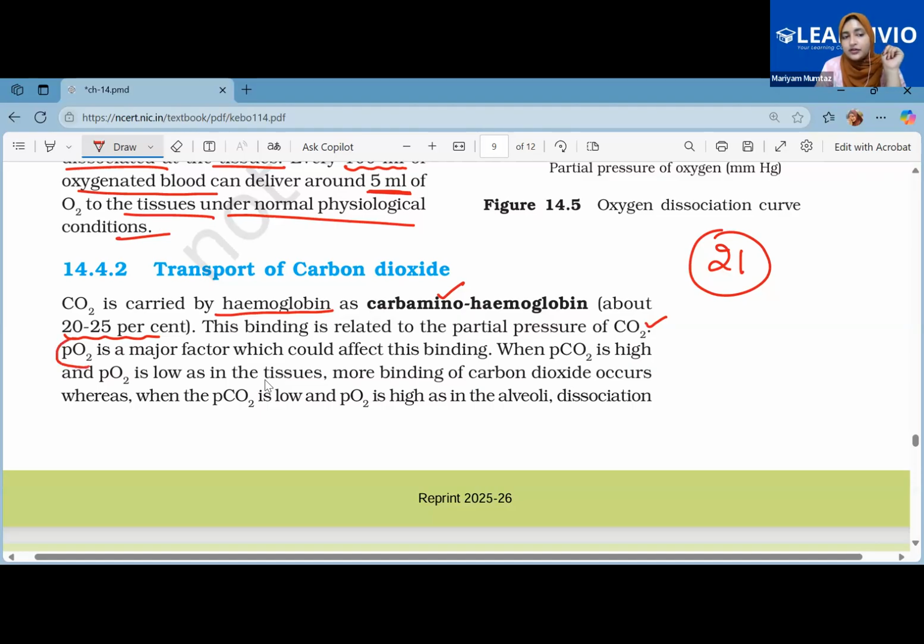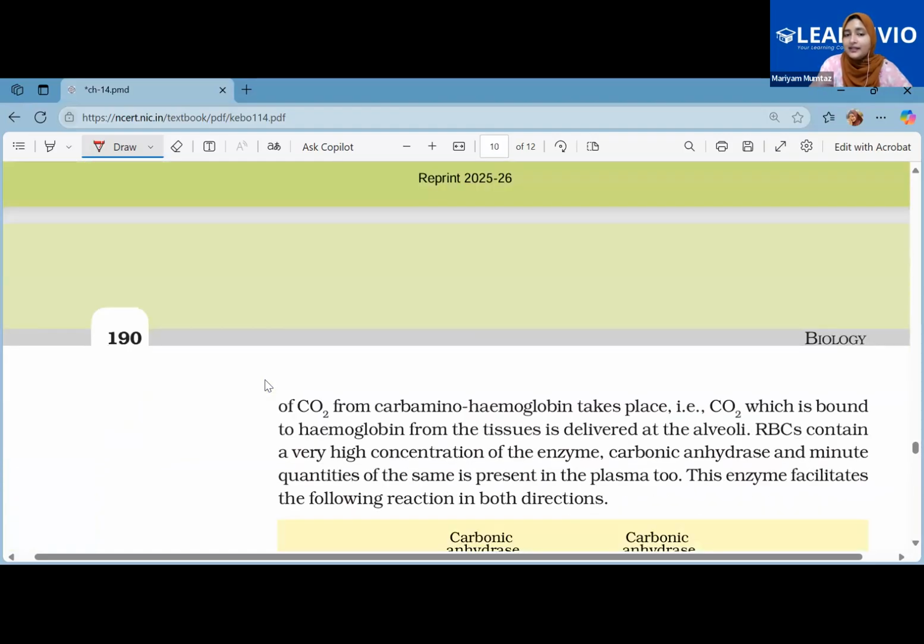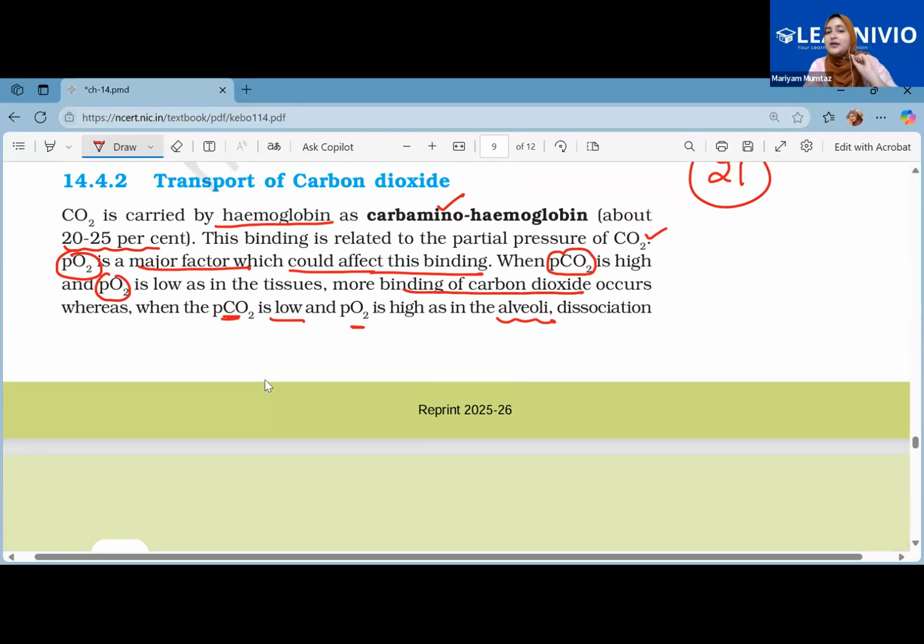PO2, the partial pressure of oxygen, is a major factor which could affect the binding of hemoglobin with CO2. Whenever the partial pressure of CO2 is high and the partial pressure of oxygen is low, more binding of CO2 occurs, isn't it? Why? Because there is more CO2 and less O2. But when the partial pressure of CO2 is low and PO2 is high, just like in the case of alveoli, what will happen? The dissociation of carbamino will happen.